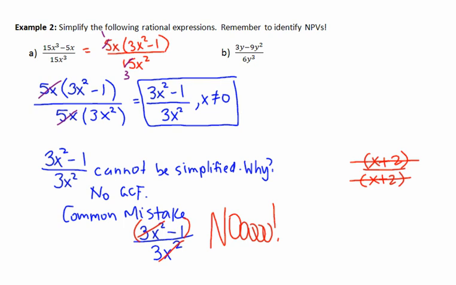Okay, let's look at this guy. First thing we have to do is factor, GCF. What can we factor out of the top? What can we divide both those by? 3y. So 3y divided by 3y is 1, anything divided by itself is 1, minus 9y squared divided by 3y is 3y, all over 6y squared.